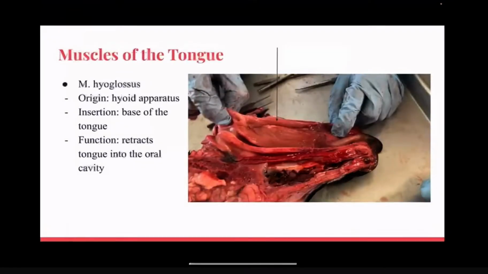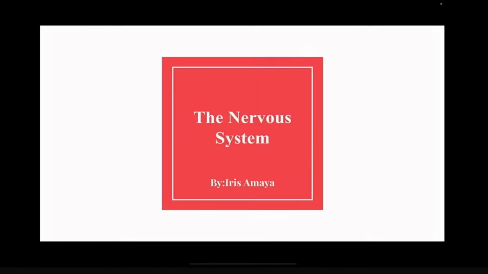The hyoglossus originates on the hyoid apparatus and inserts on the base of the tongue. Its function is to retract the tongue into the oral cavity. Next, we have the nervous system.